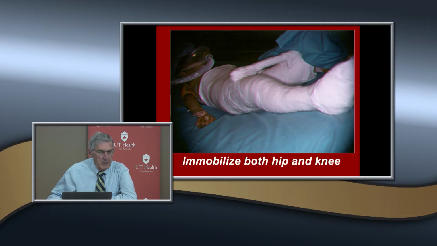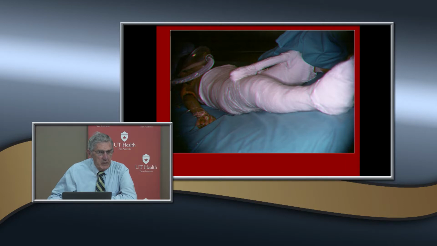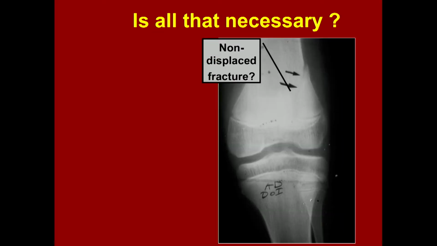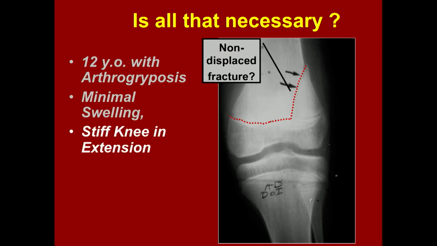And you ever put a spica cast on a teenager? They're not very happy about it, and it also is a real burden on the parents. So we don't have a tendency to stabilize them much with it. Is all that necessary? Well, here's a patient I saw years ago, and it looked like he had a non-displaced fracture. He had arthrogryposis, which means he had very little muscle activity. Initially, he had lots of stiffness, and he had minimal swelling, and his knee was stiff in extension, and actually it was that way before he injured it.